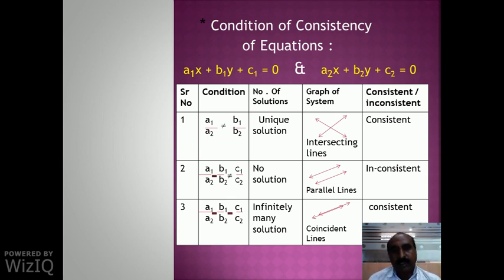Now, condition number 3, if a1 by a2 is equal to b1 by b2 is equal to c1 by c2, that means the ratios of all coefficients are equal, then such equations have infinitely many solutions, and the graphical representation of such equations is coincident lines, that means overlapping lines, and hence this type of equations is called consistent equations.